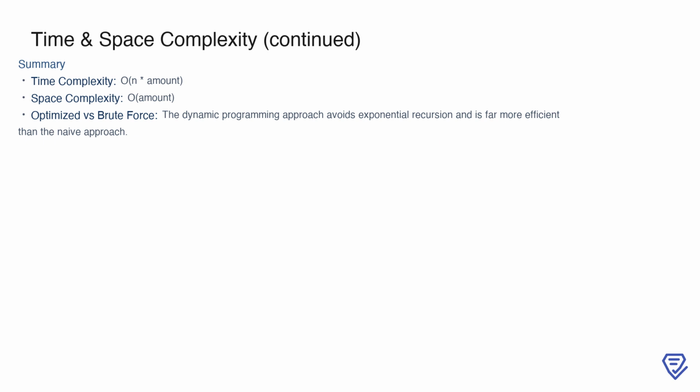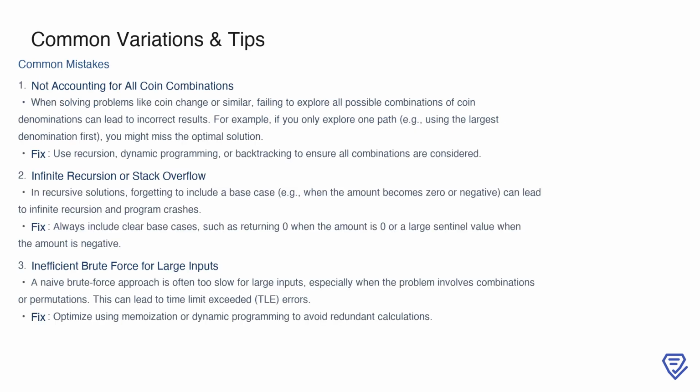When working on problems like coin change, there are a few common mistakes that can trip you up. One of these is failing to account for all possible combinations of coin denominations. For instance, if you always start with the largest denomination and don't explore other paths, you might miss the optimal solution. To avoid this, you can use recursion, dynamic programming, or backtracking to systematically explore all combinations. Another issue is running into infinite recursion or a stack overflow.